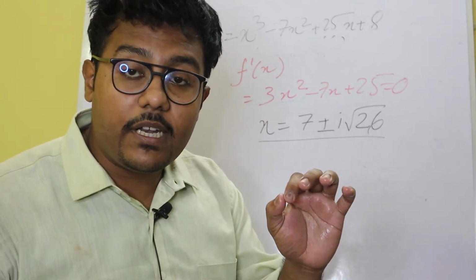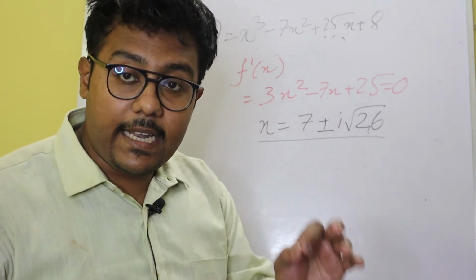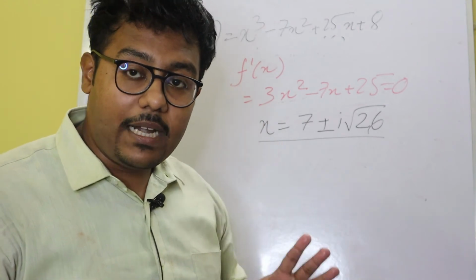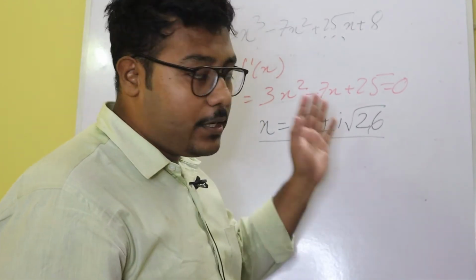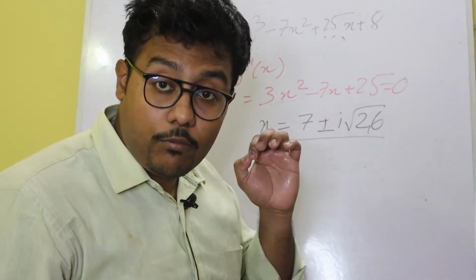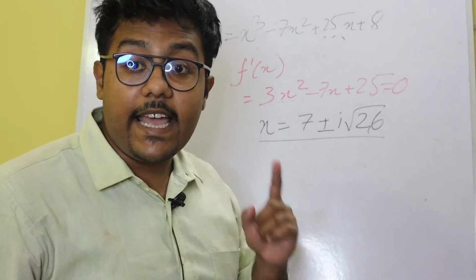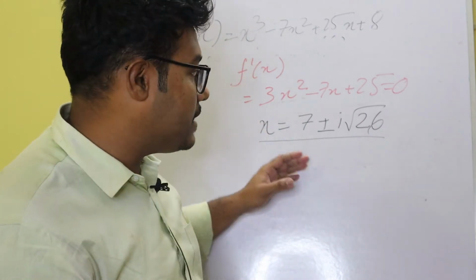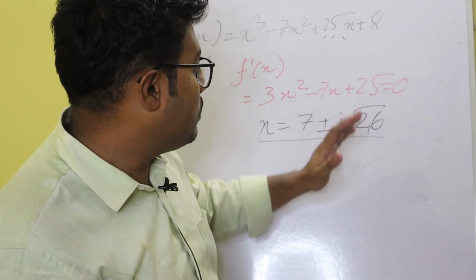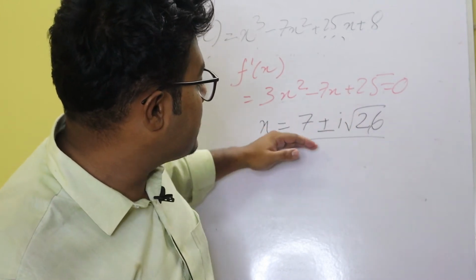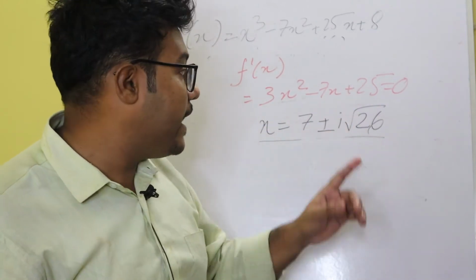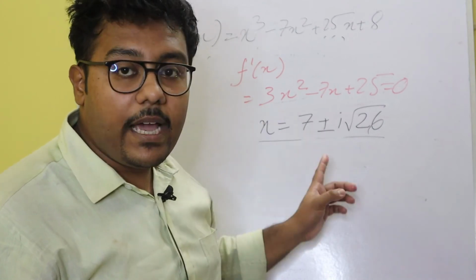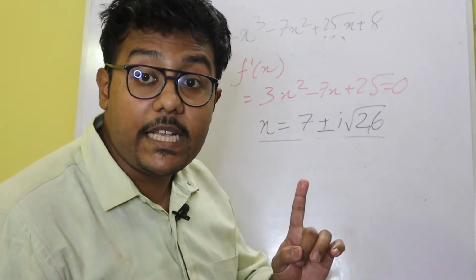What did the intermediate value theorem say? That there will be at least 1 real root. But from all this, we will say that there is exactly 1 real root, because if there are more real roots, then Rolle's theorem will be verified, and this x will be a real value, not a complex value.